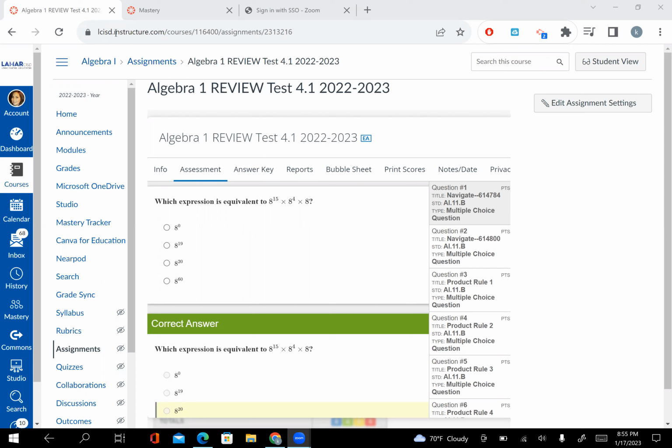So the first one says, which expression is equivalent to 8 to the power 15 times 8 to the power 4 times 8? So y'all remember there is a 1 on that 8 right there. And when we're multiplying things with exponents, what we have to do is add our exponents. So we would do 15 plus 4 plus 1. And then that would give us our total for the exponents there. So 15 plus 4 is 19, plus 1 more is 20. So our correct answer would be 8 to the power of 20.